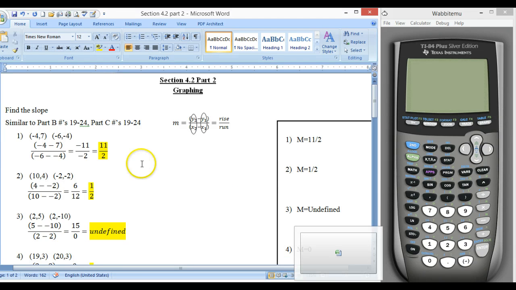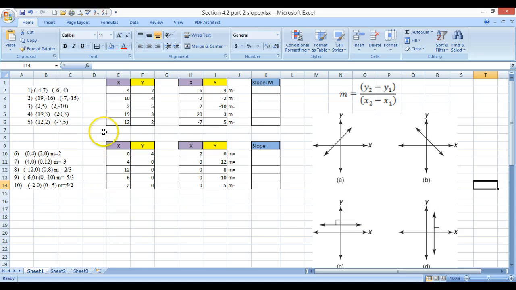So what I've done is I've copied my x and y's from all of these, and I've put them in some tables. So these are all of my coordinates from 1 through 10, and I've put them over here in separate columns. And I just highlighted these with different colors so that I would keep those separate.